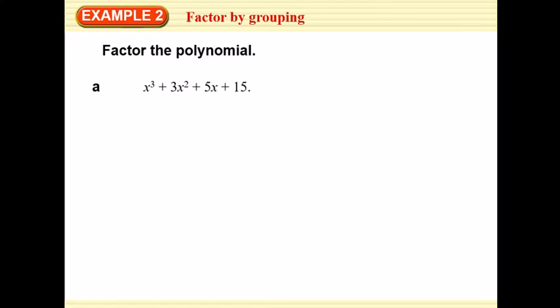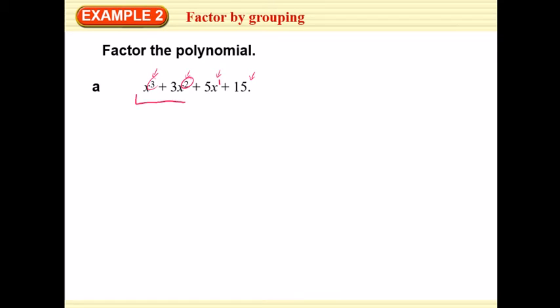Example 2, factor the polynomial. What's going to be helpful for you is to make sure that the terms are listed in decreasing polynomial order. So you have an x cubed, you have an x squared, this is an x to the first power. There is a 1 there that you do not see. And then this is x to the 0. You don't even see that x, that's your constant. So it's in decreasing polynomial order.